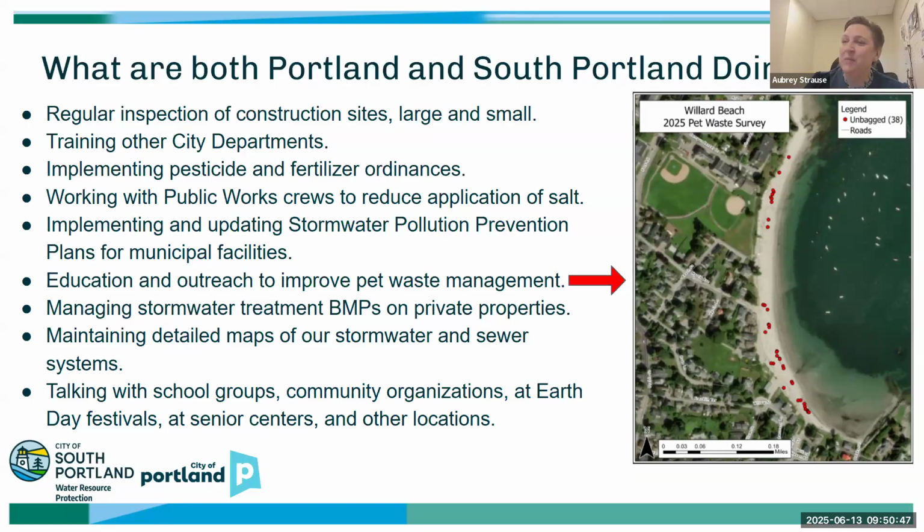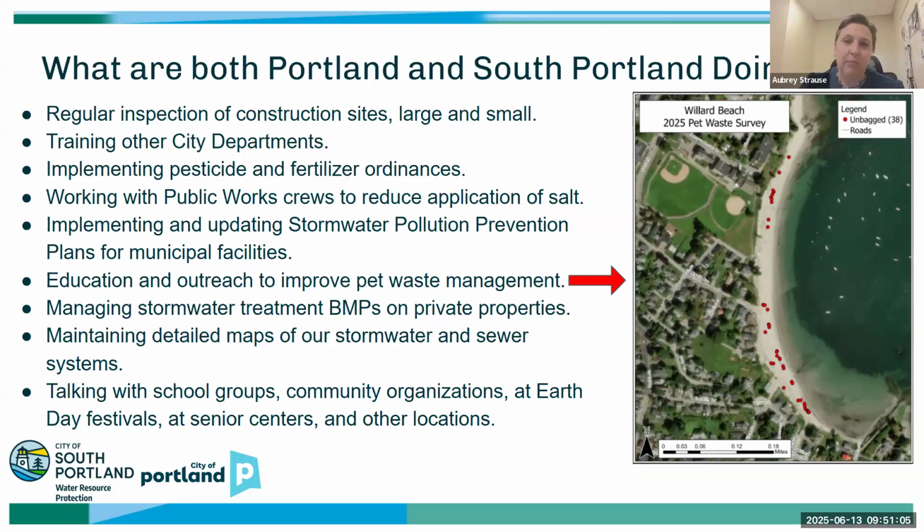And I wanted to say that the image on the right-hand side, that's a survey that we have to do as part of our MS4 permit. All of the MS4 towns have to do this. We have to look at certain areas and do a survey where we find pet waste. And right there is one snapshot, one day at Willard Beach, 38 piles of pet waste that were not picked up. They were all unbagged.